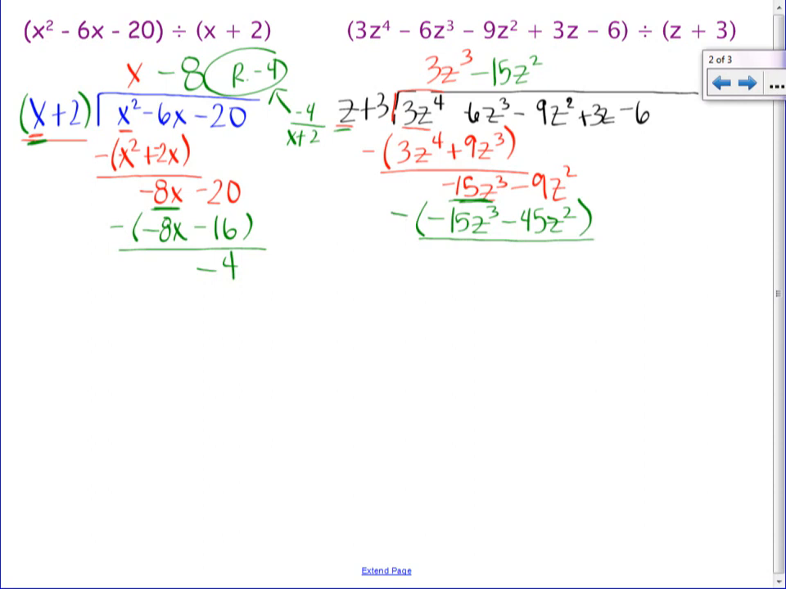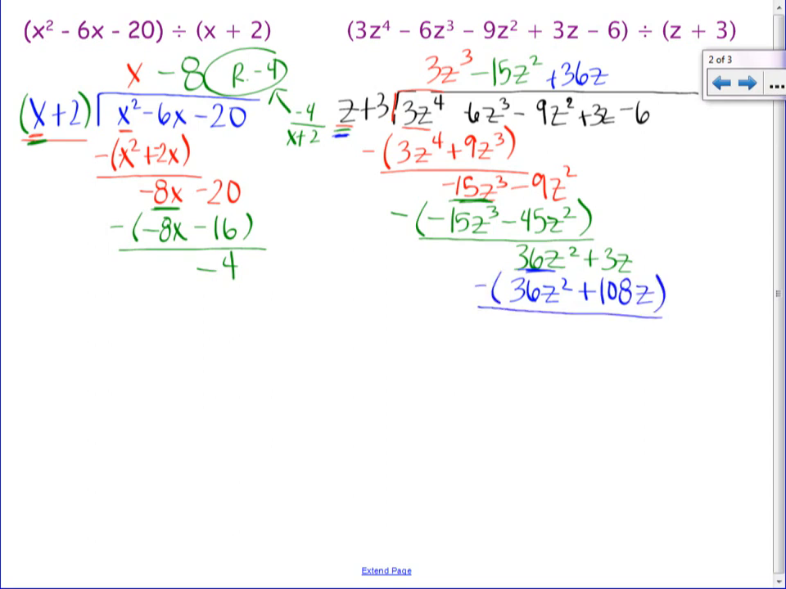Okay, we're subtracting everything there. So what are we going to get? Drop down our next number. We're going to repeat this again. Get a new color. We want to get this term to look like this term. Okay, so we've got 36z squared because we're multiplying it by z plus 3. And then what do we get here? 108.